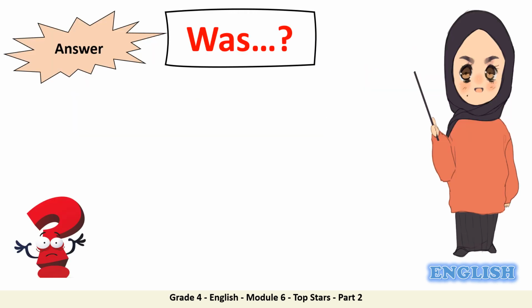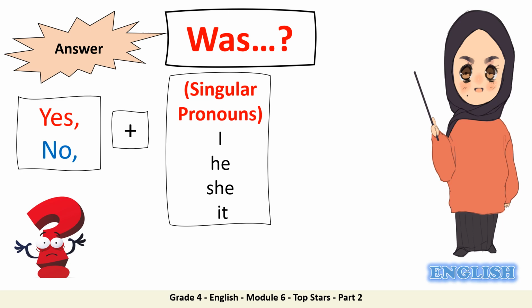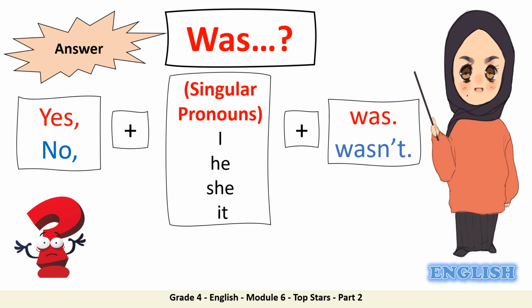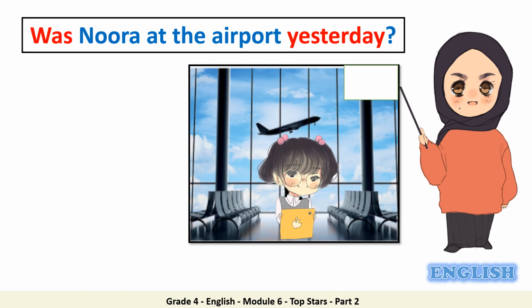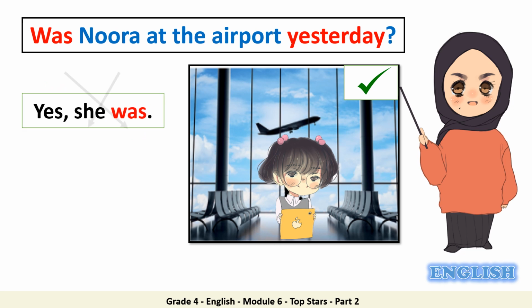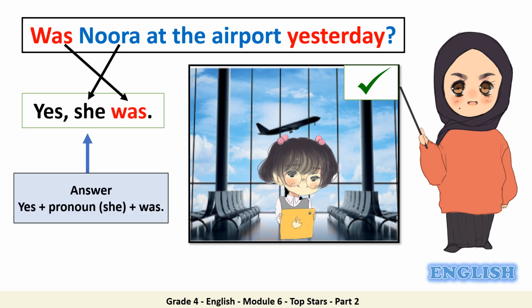And now you will learn how to answer a question that starts with was. You can say yes or no, plus the pronouns I, he, she, and it, plus was or wasn't. And don't forget that if you say yes, you will use was, and if you say no, you will use wasn't. Let's have some examples. Was Noora at the airport yesterday? Have a look at the sign at the top of the picture. Well done. Yes, she was. This is the answer.